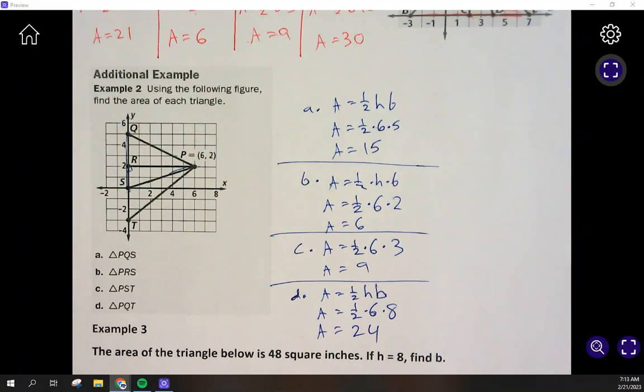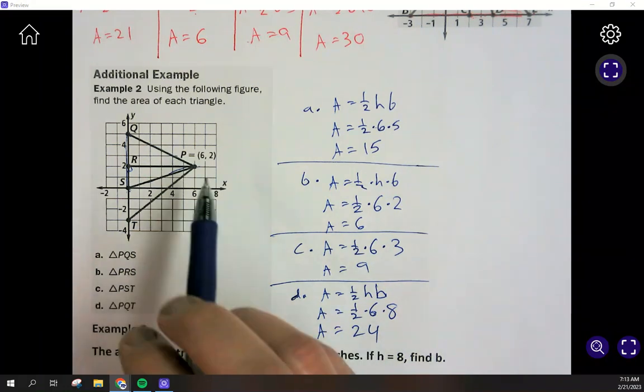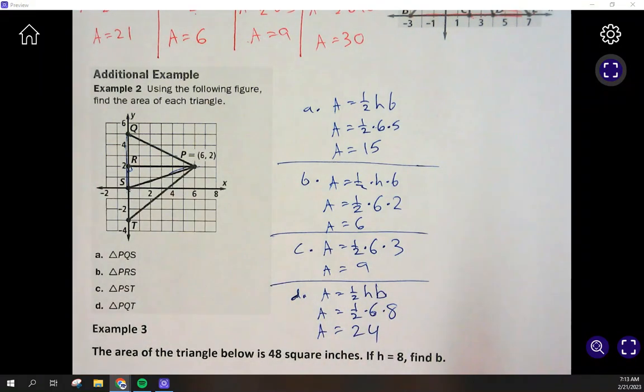All right, so very repetitive. You just need to make sure that you are pulling the two sides in a right triangle, or the height that hits a base at 90 degrees, even if it's outside the triangle, for your base and your height.